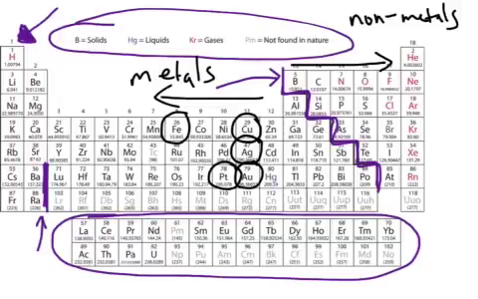A lot of these elements that hug the staircase, such as germanium, arsenic, silicon, antimony, and tellurium, are called metalloids or semimetals. They have properties of both metals and nonmetals, and that's why they're called metalloids.